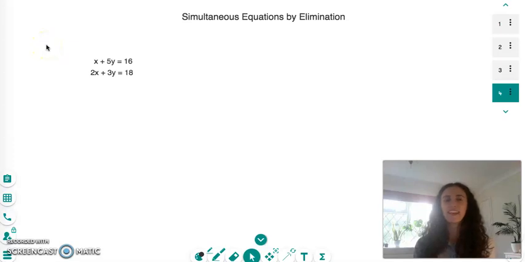Hi there, I'm Sophia, and in today's lesson we're going to be talking about solving simultaneous equations using a method of elimination. So firstly, let's talk a little bit about simultaneous equations, what they are and why we use them.